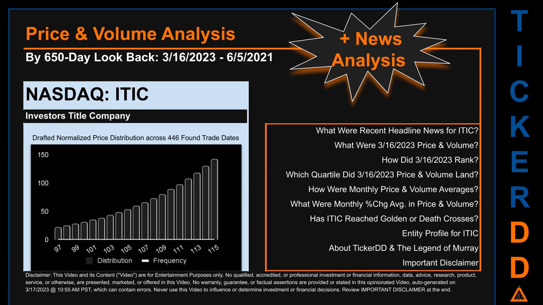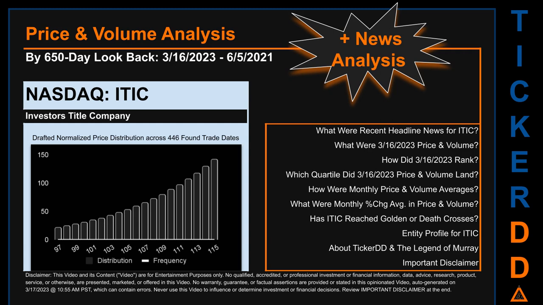ITIC went public on December 3, 1986, which was roughly 36 years and 3 months ago. Looking back 650 calendar days from Thursday, March 16, 2023 to Saturday, June 5, 2021, we found 446 applicable trade dates for use in our analysis.